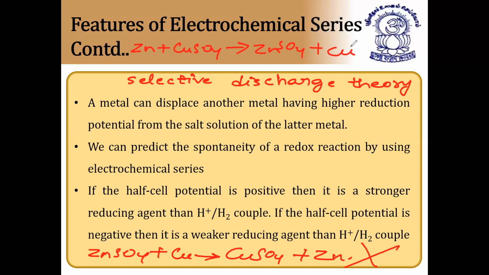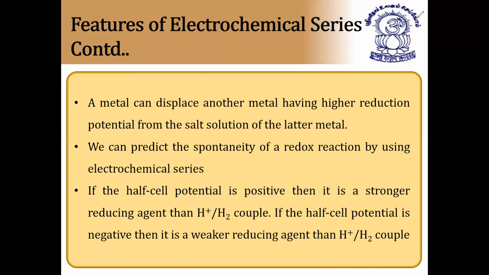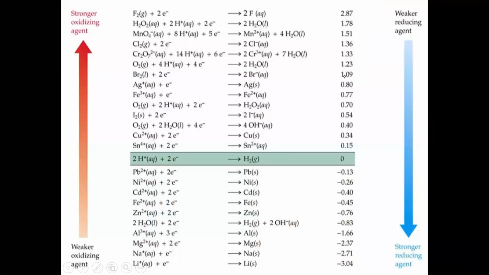Whereas zinc sulfate plus copper gives us copper sulfate plus zinc. It is not possible, not feasible. So I hope this is clear. And this is called the selective discharge theory. According to the selective discharge theory, the metal which is high in the electrochemical series can displace the metal which is low in the electrochemical series from its salt solution. I am writing here the statement.